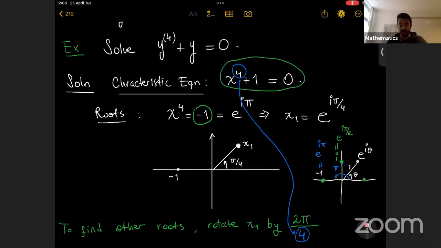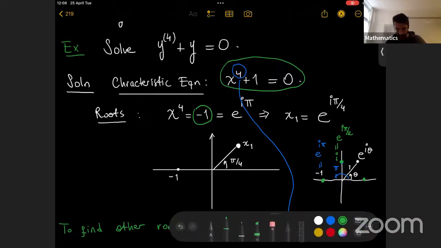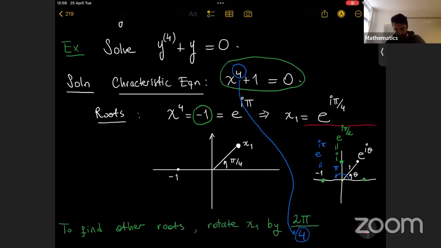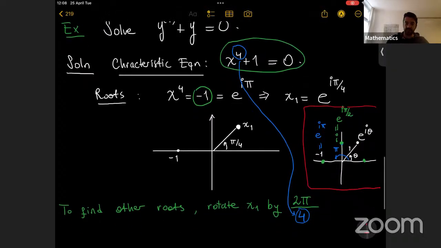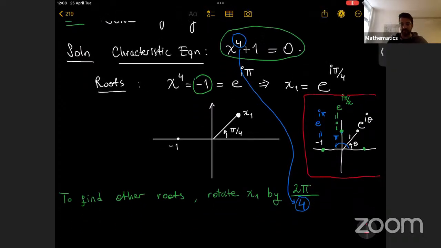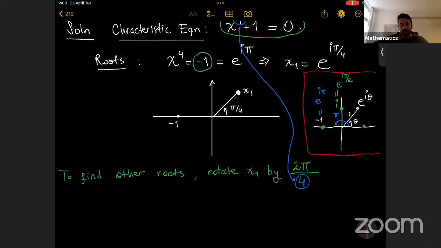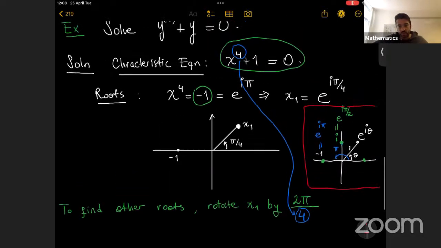So is it clear what we are doing? Any question with this part? Did you understand how we get the roots? So in general, this is how we represent complex numbers in the polar form, basically. Okay, so we rotate lambda 1 by 2 pi over 4.